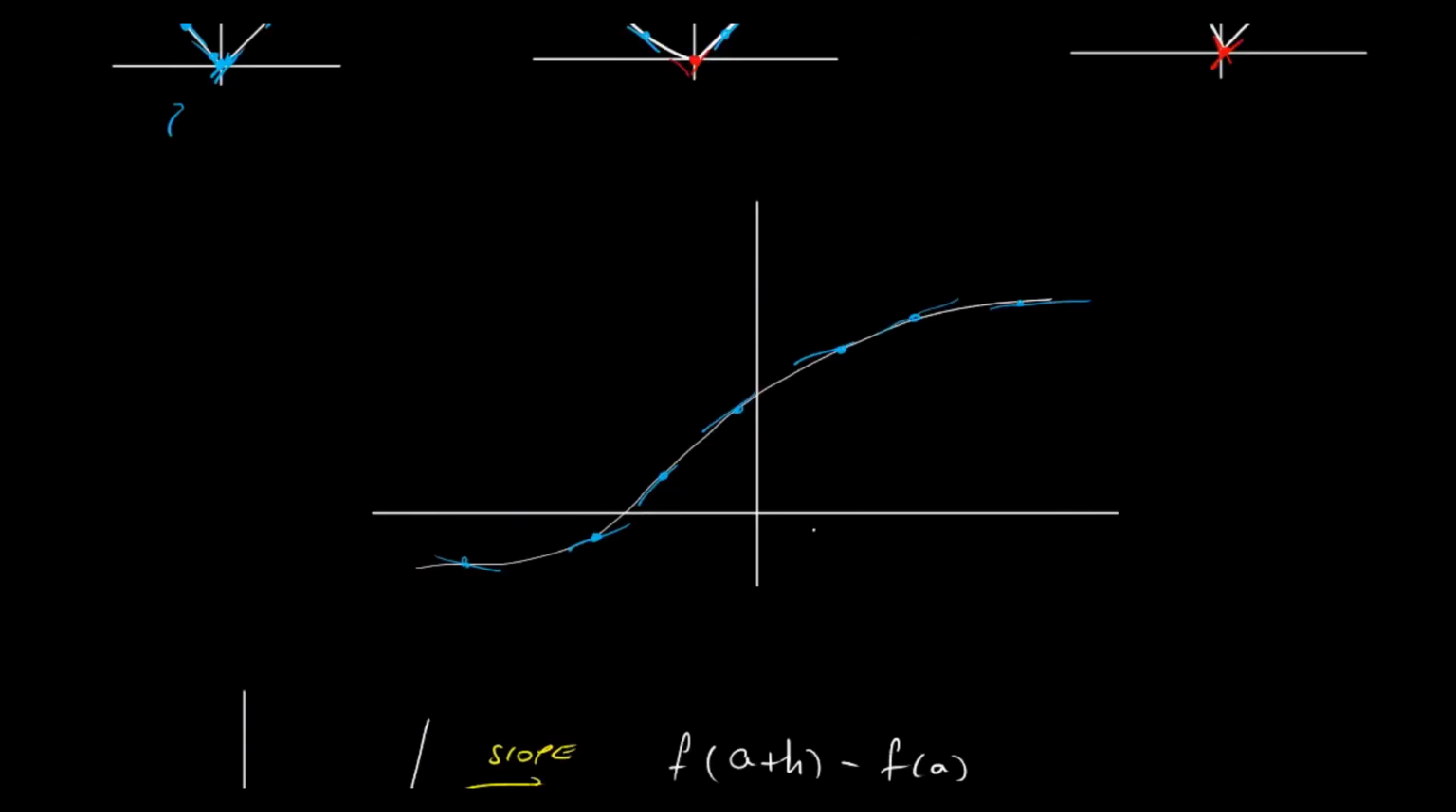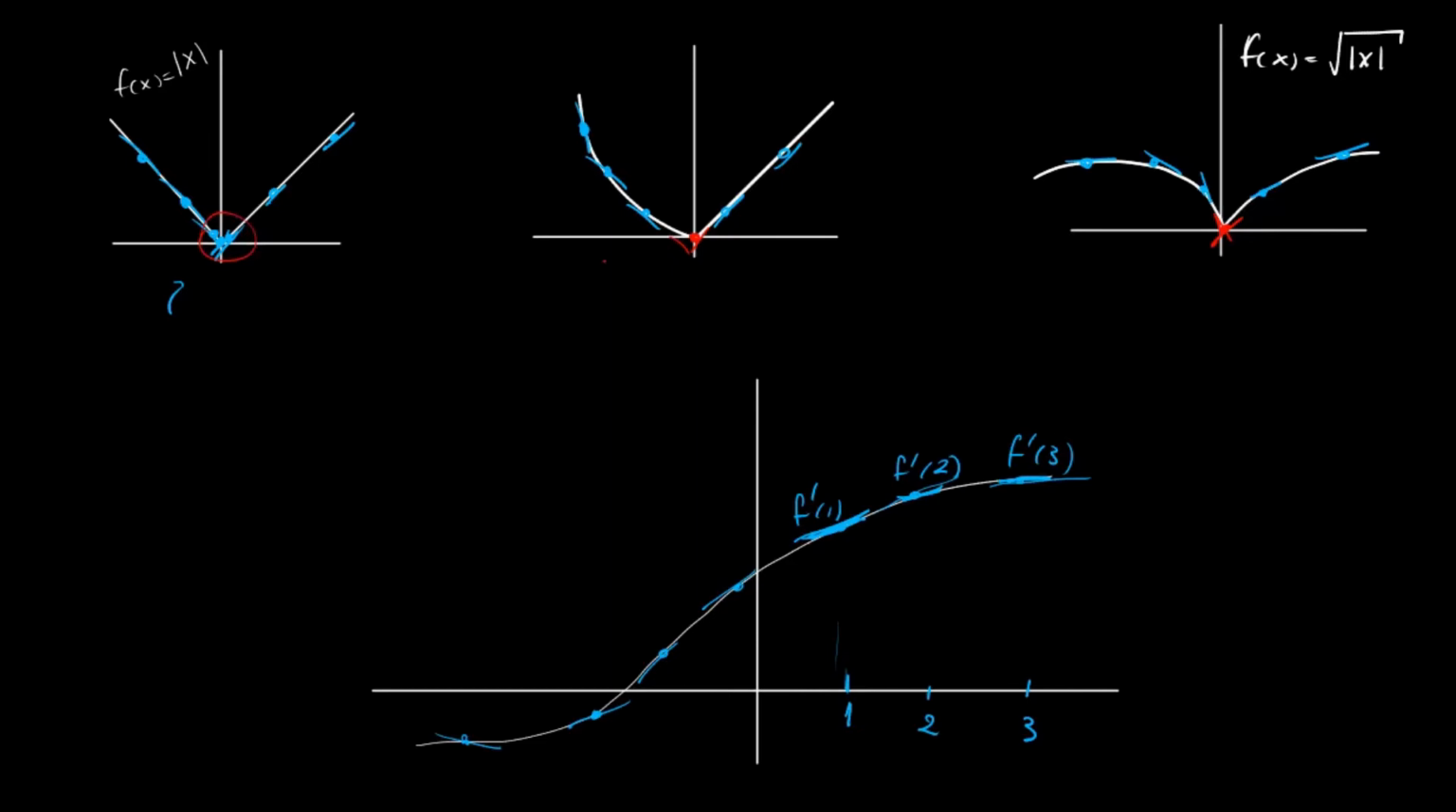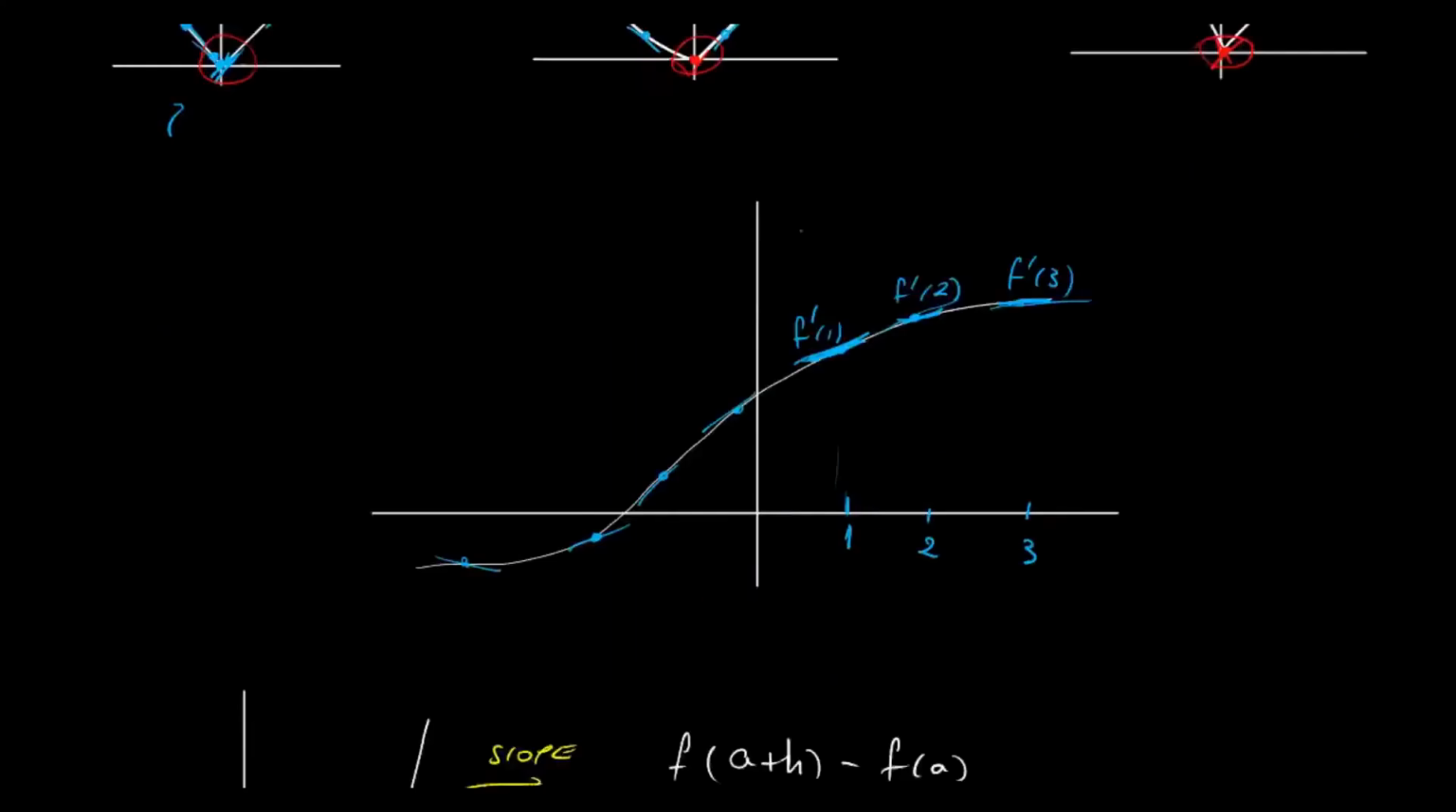So going back to our previous examples, what we're saying is that if this point is 1, 2 and 3, then the slope for this tangent line is f prime at 1, for this one is f prime at 2, and for this one the slope is f prime at 3. And what we're saying in this case is that at x equals 0, the tangent line doesn't exist. That is, these functions are not differentiable at x equals 0. Let's understand these definitions better with a few examples.